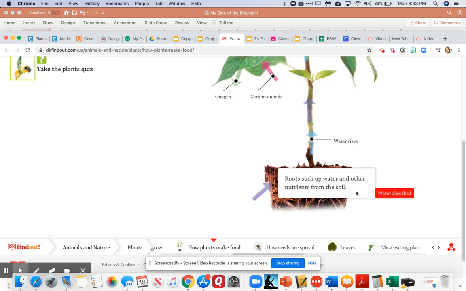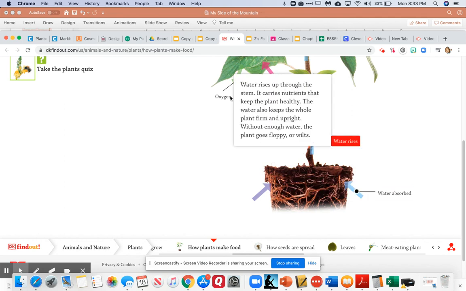So it says water is absorbed. The roots suck up water and other nutrients from the soil. The water rises up through the stem. It carries nutrients that keep the plant healthy. Water also keeps the whole plant firm and upright. Without enough water, the plant goes floppy or wilts.